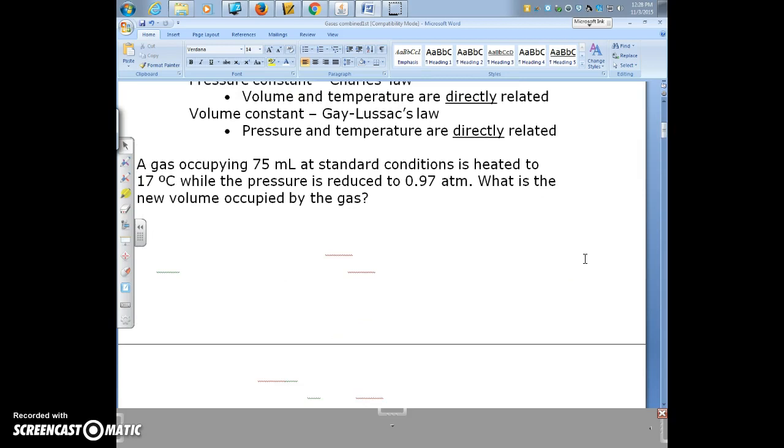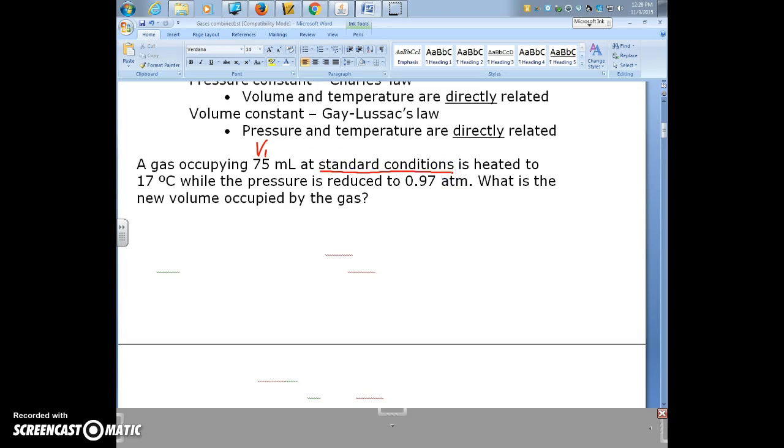So this is the first one here. And what I want you to do when working these problems is label your variables. It's very, very important that you do this. It keeps you getting the correct answer every single time. So a gas occupying 75 milliliters. Milliliters is a measure of volume. Now that is the first volume I got, so I'm going to call it volume 1. And then it says it is this volume at standard conditions.